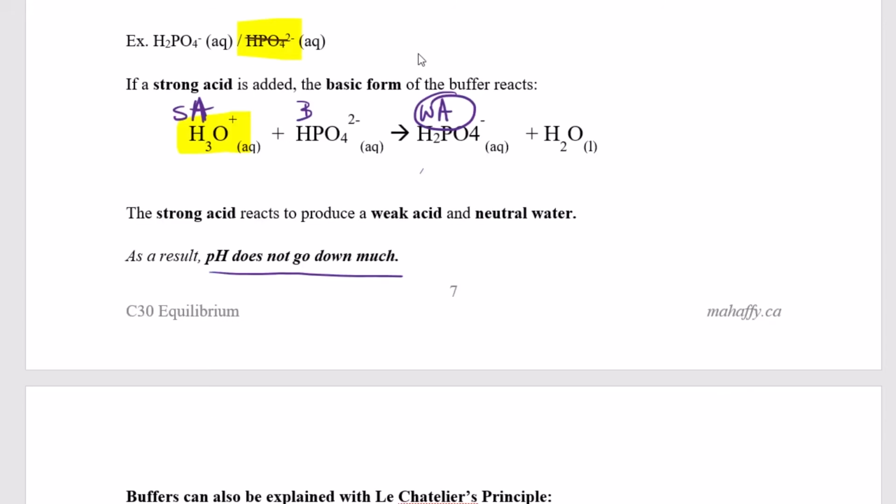If you added a strong base, hydroxide, the hydroxide would react with the acid form of the buffer, react to produce a weak base, and as a result the pH wouldn't go up very much.